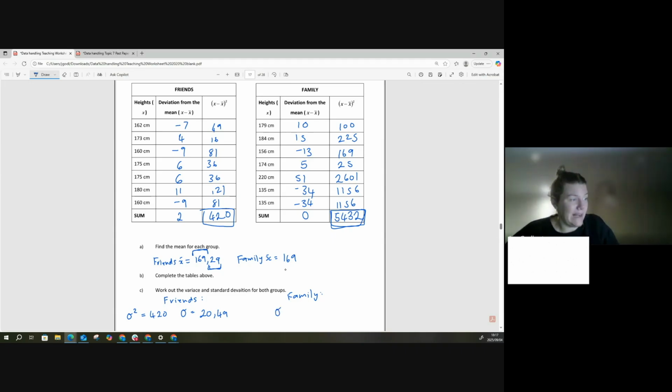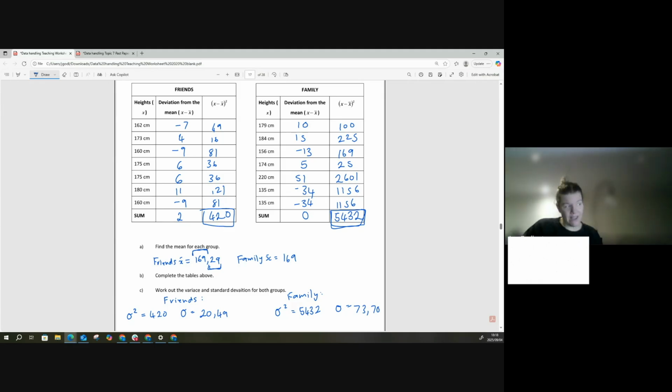And our family, our variance is 5432. Well, that's quite a cool number. And our standard deviation is 73,70. So Uyanda, because you've got your decimal places, it's very possible that it would be 0.48 and not 0.49.